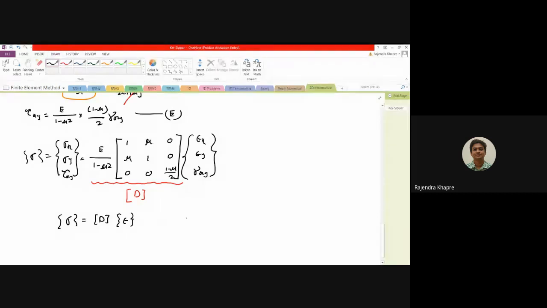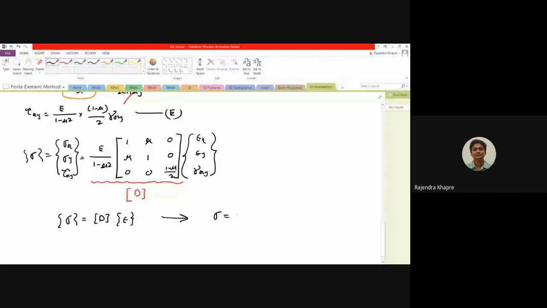For the 1D case, remember, sigma is nothing but E into strain. We have only one term, sigma x on the left and epsilon x on the right. But in the case of 2D, this will have three components: sigma x, sigma y, and tau xy. So this is the expression for the plane stress condition, where the stress is assumed to be constant in the z direction. Is it clear to everybody?